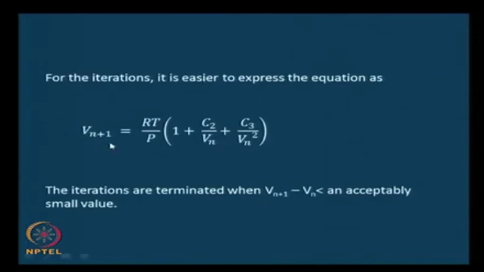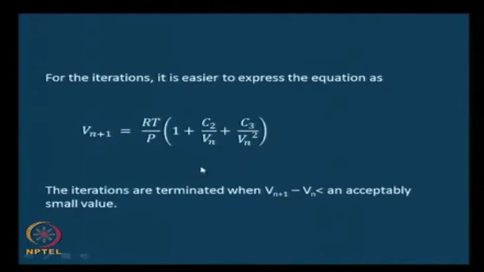Let me also mention this, that it is easiest to do these iterative calculations by using a program, and to write it in a form that can be converted into a program for easy calculations. We write it as V(n+1) equals RT by P into 1 plus C2 by Vn plus C3 by Vn squared. Therefore, V0 could be the guessed value, and V0 would result in V1, and then if V1 minus V0 is small enough, then we stop the iterations there.